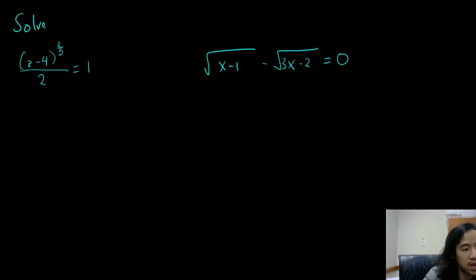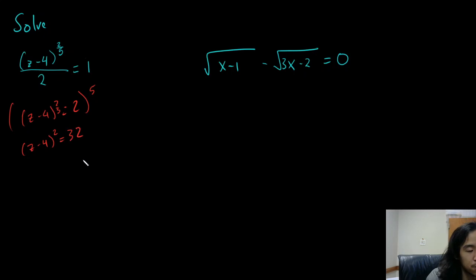Alright, so let's do some more examples. This first one is kind of another level 2 vanilla question, so let's go ahead and do that. So we're going to multiply by 2 on both sides. And now, what I'm actually going to do is raise everything to the 5th power first to get rid of this 1/5 here. So I'm going to have z minus 4 squared equals 2 to the 5th, which is 32. And now I'm going to square root both sides. So I'm going to get z minus 4 is equal to plus or minus the square root of 32. And you add 4.